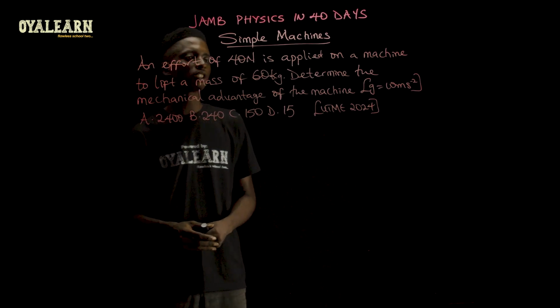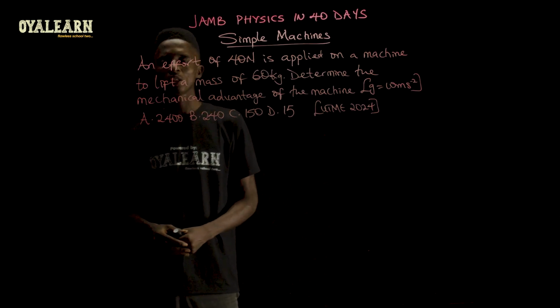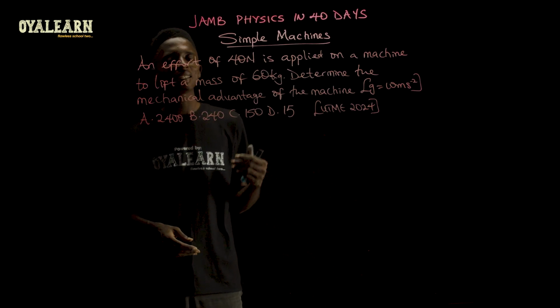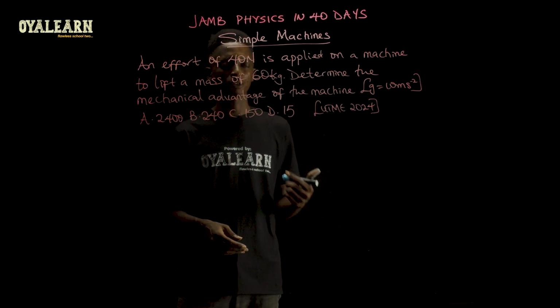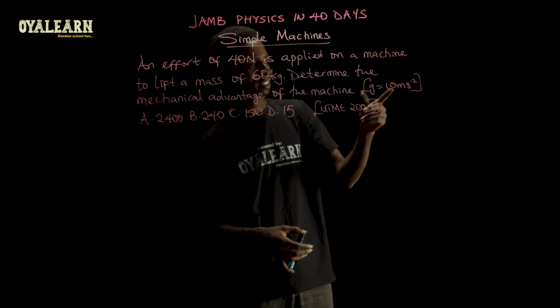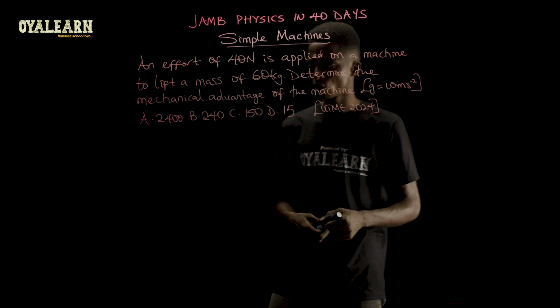An effort of 40 newtons is applied on a machine to lift a mass of 60 kilograms. Determine the mechanical advantage of the machine, taking G, which is gravitational acceleration, as 10 meters per second squared.